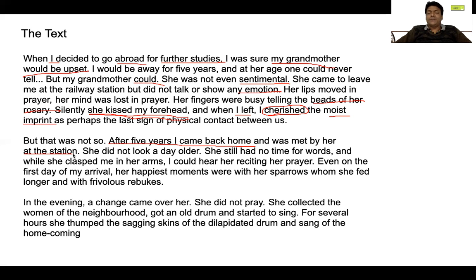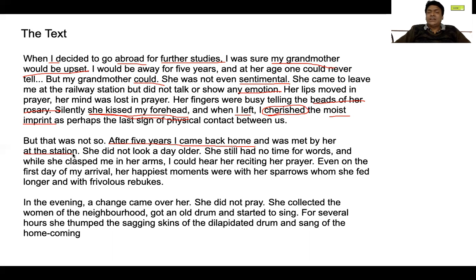So what happened? Her happiest moment was with her sparrows, whom she fed longer, and with the frivolous rebukes. Right. So even the writer found that his grandmother was spending her happiest moment. Happiest means what? It means you can say happier than any other moment, right?